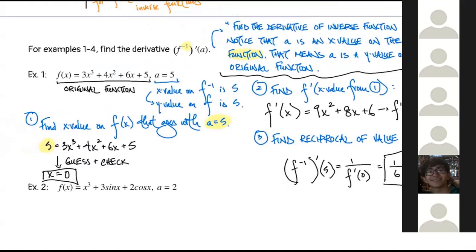So we were given the original function and then the x value on the inverse, and that wasn't very helpful. So we were like, well, if we want to answer the question, what we're going to have to do is find the x value on the original function. So we did a little guess and check. Then we said, let's find the derivative of the original, and put in the number we found from part 1. And then we found the reciprocal of that, and that was our final answer.